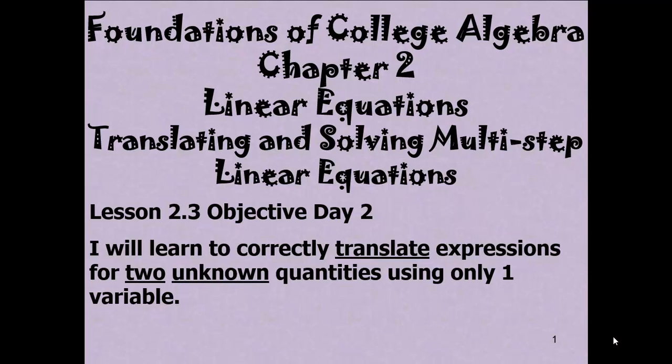We're going to learn how to correctly translate expressions. The key thing we're going to focus on is when you have two unknowns, but you need to have them both defined with one variable. So we're going to correctly translate expressions for two unknown quantities using only one variable. Okay, so there's two things we don't know, but we only want to use one variable. So here we go.